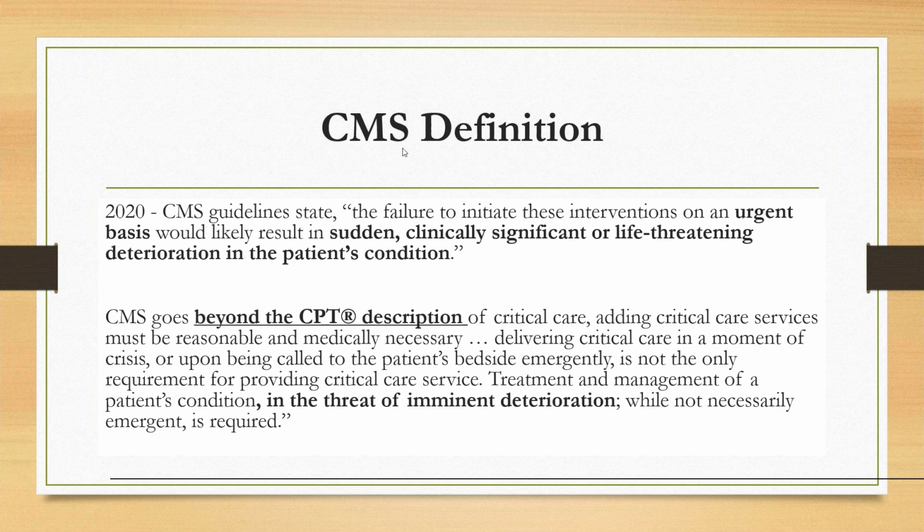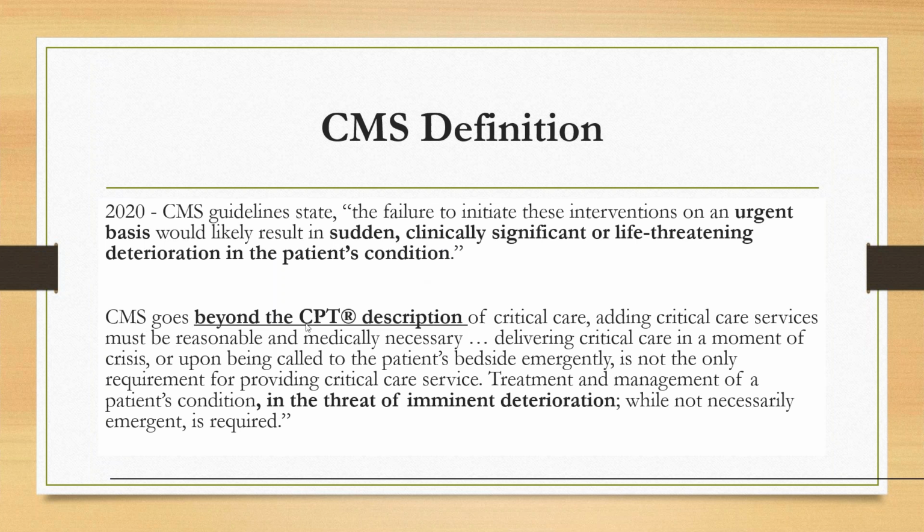Now, the CMS definition of critical care is a little bit different. We're going to see here that I've put in bold that while they'll use the same information that was available to you in a CPT book, they talk about the fact that before you can bill critical care, your doctor has to show that on an urgent basis, if they fail to initiate interventions on an urgent basis, it would likely result in sudden, clinically significant, or life-threatening deterioration in the patient's condition.